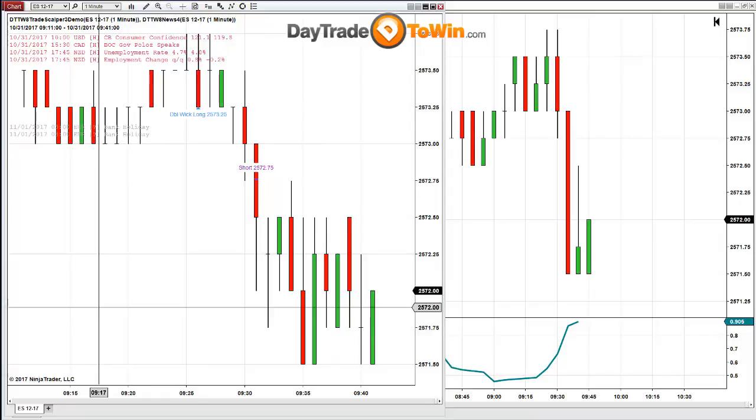So you can download this for free, or really any news calendar, online calendar will work for you, just as long as you're not just trading without understanding that this does move the market.